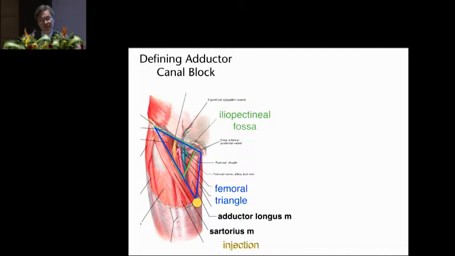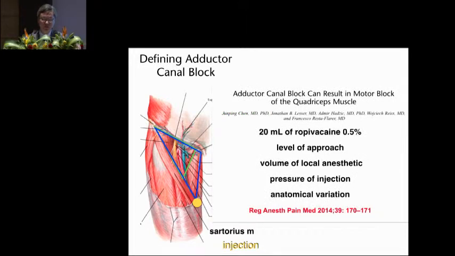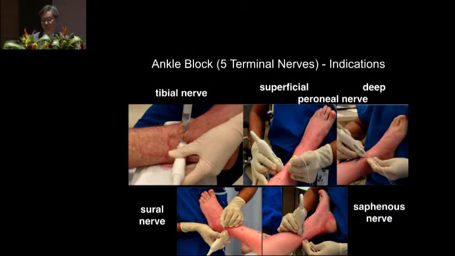I think the concern is if we're using a big volume of injection too high up, we can still get quadricep weakness. So this is something that we should pay attention to. You don't want to inject too high up in the adductor canal. It's very useful and very easy to do, but unfortunately the dose response is not well established, because it does not always achieve sensory anesthesia in the knee.